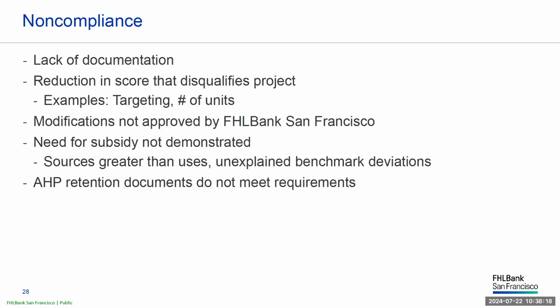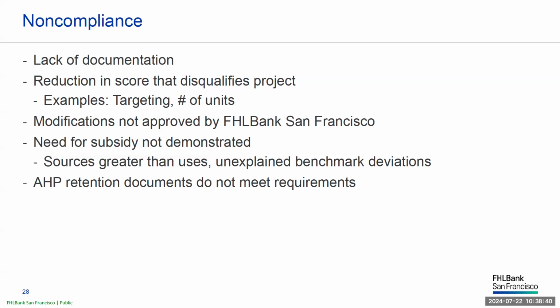The final topic today is noncompliance. The most common cause is when sponsors do not respond to the bank's initial monitoring request or are slow to respond. Also, the lack of documentation to support the project's need for subsidy and scoring categories, including income documentation, can cause the project to be non-compliant.